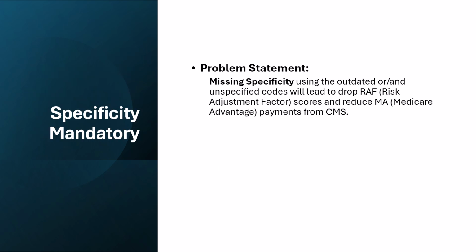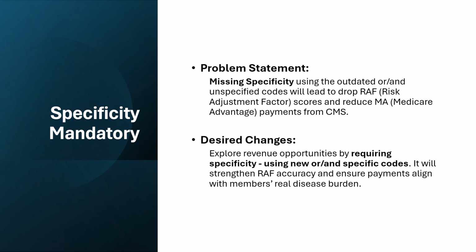Unspecified codes often will not map to HCCs. Without specificity, providers will face missing HCC capture, RAF score loss, and revenue shortfalls. Explore revenue opportunities by requiring specificity, using new and specific codes. It will strengthen RAF accuracy and ensure payments align with members' real disease burden.